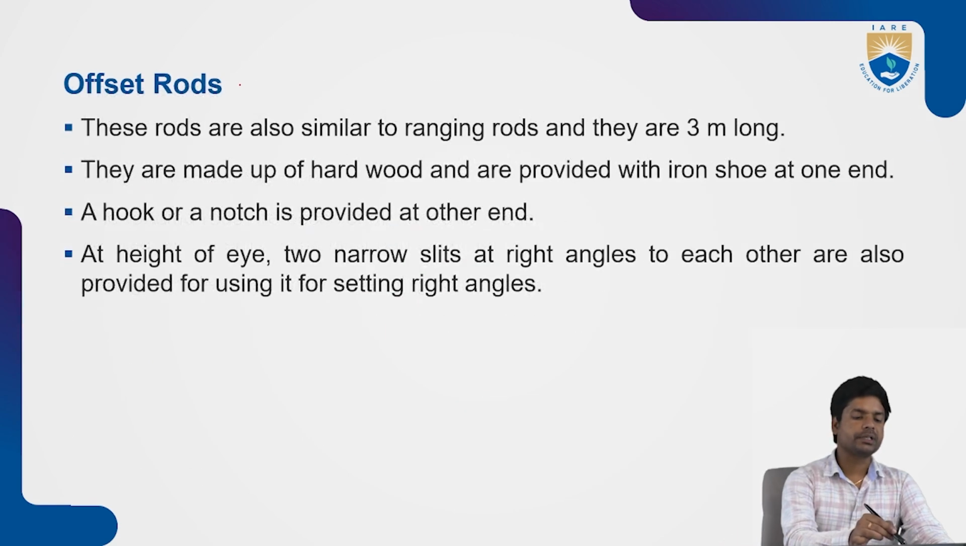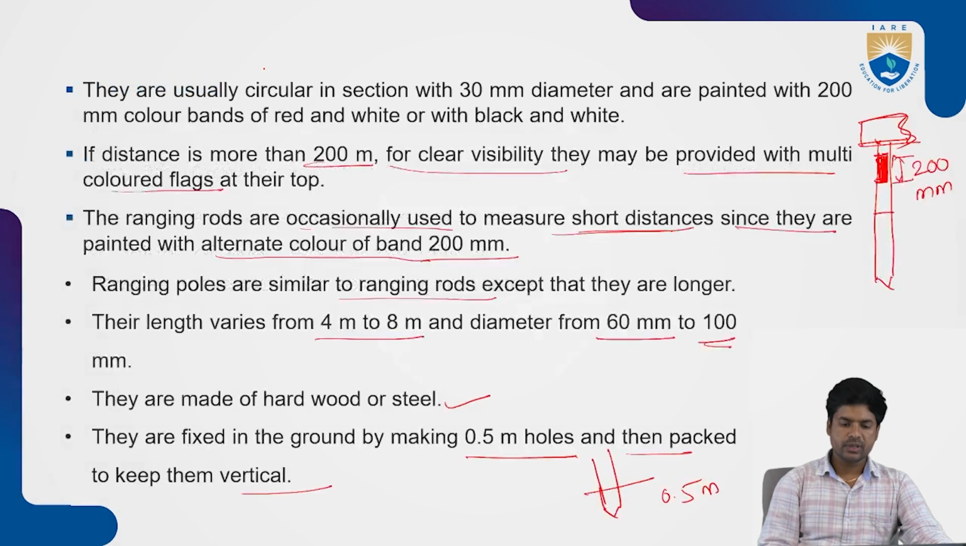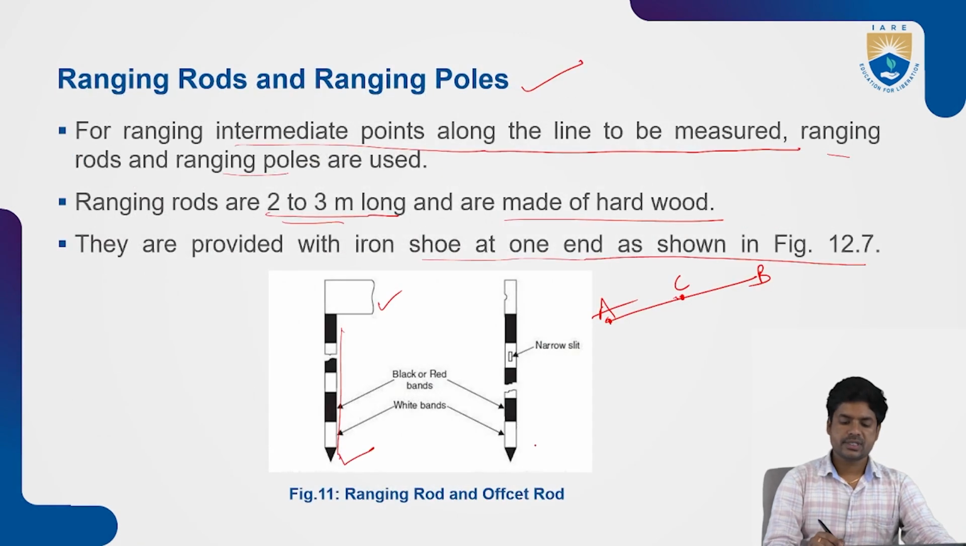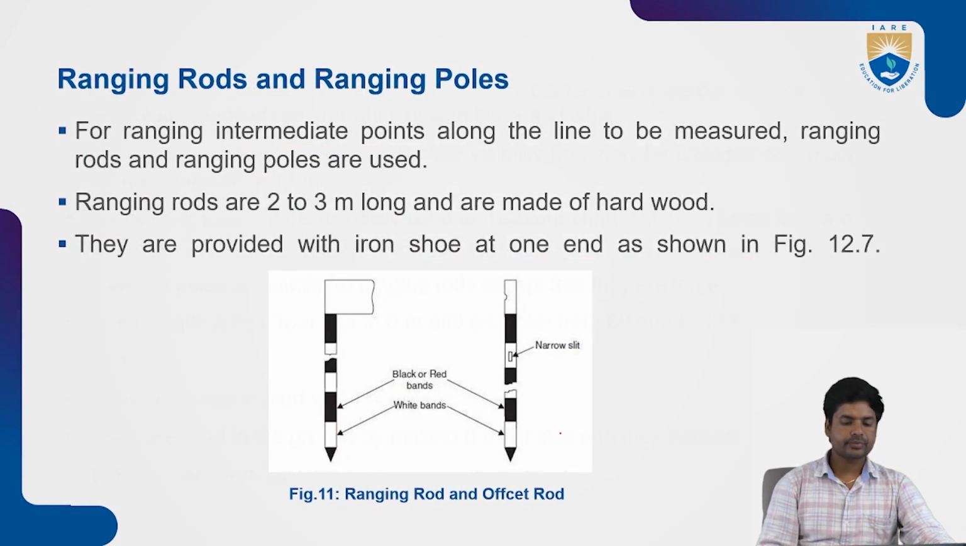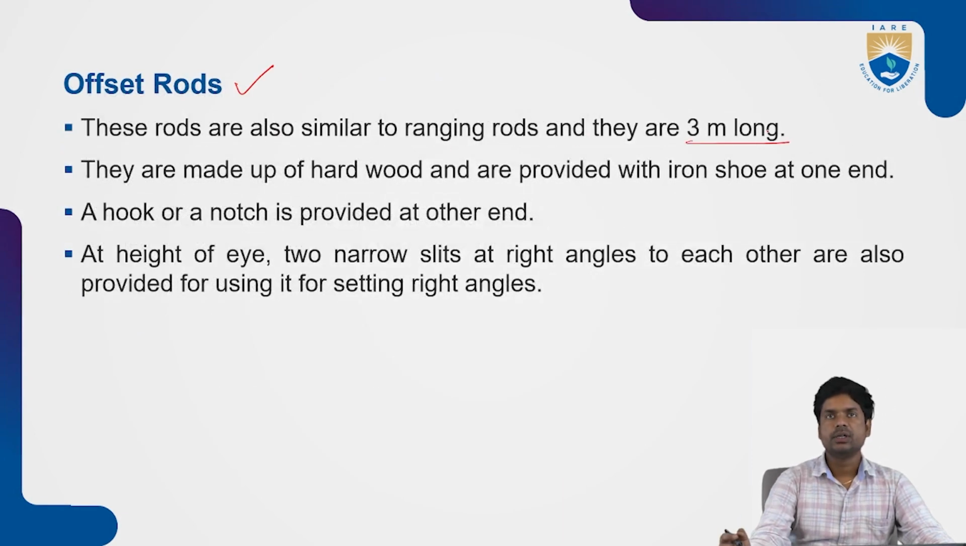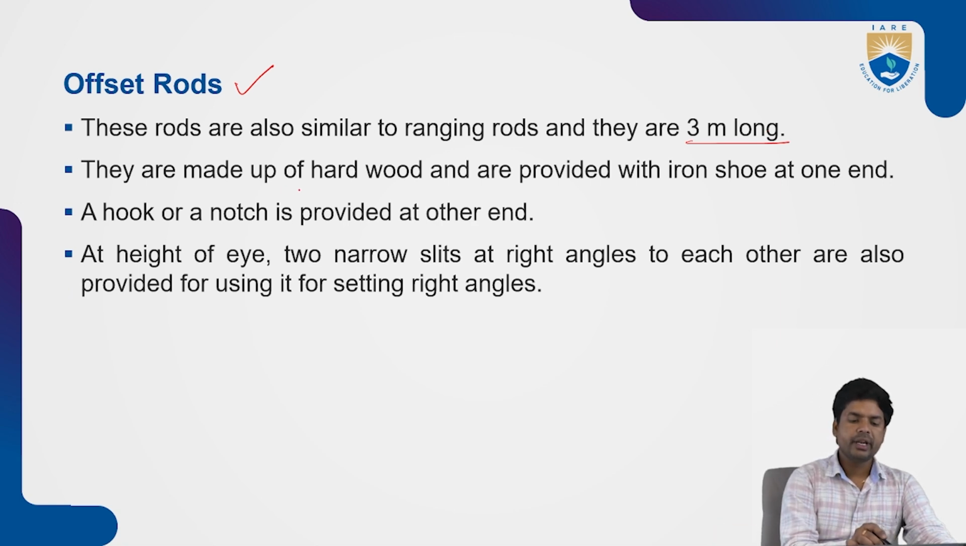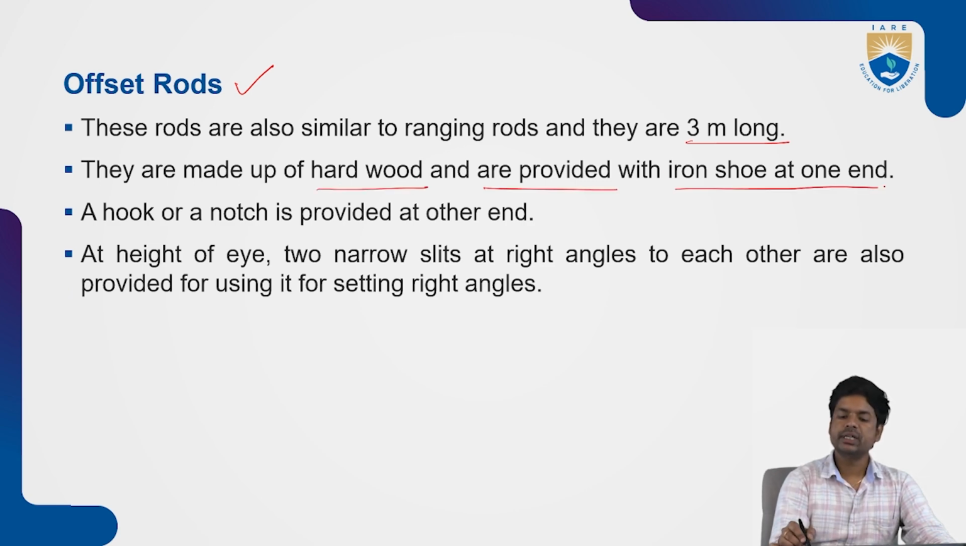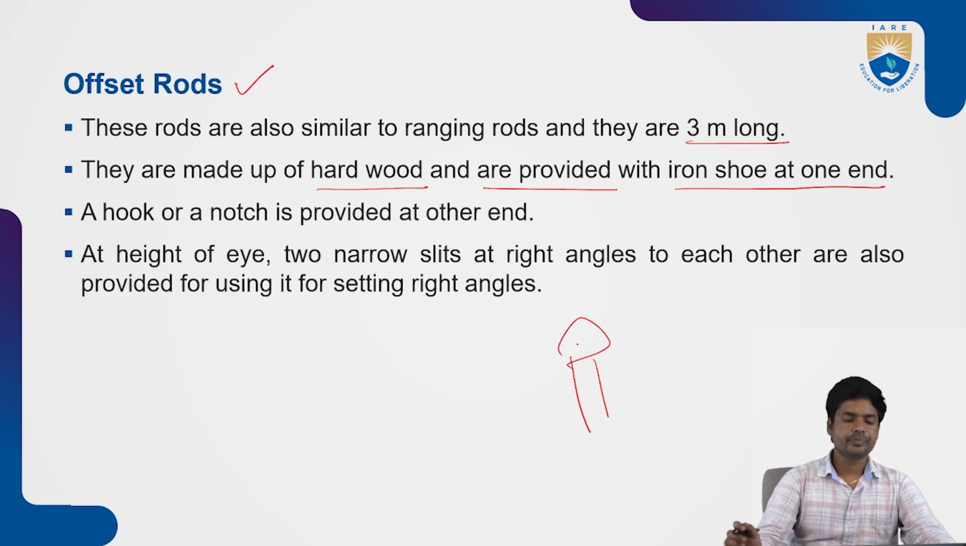The next one, offset rod. In the above picture we have shown it. See, this is the offset rod. These rods are similar to ranging rods, and they are 3 meters long. They are made of hardwood and are provided with an iron shoe at the end. At one end we provide the iron shoe.